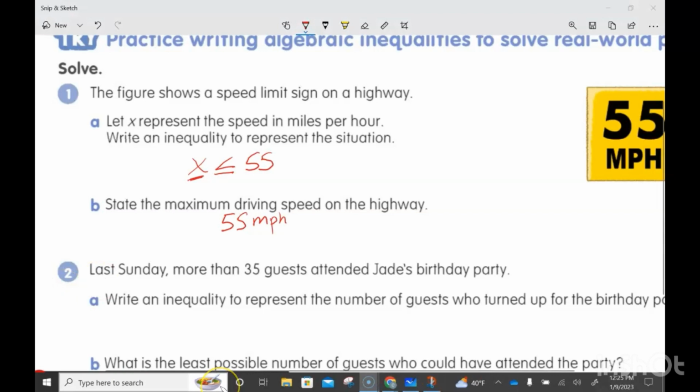And again, just remember that line underneath the inequality sign represents equal to as well. Okay, so this would be less than or equal to. If the sign was flipped over, it would be greater than or equal to.